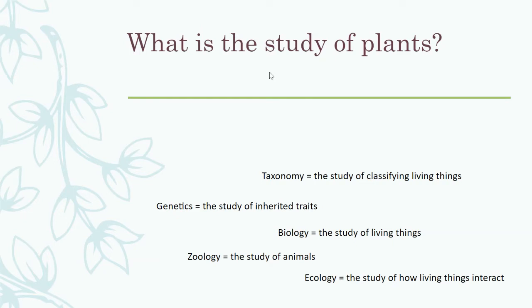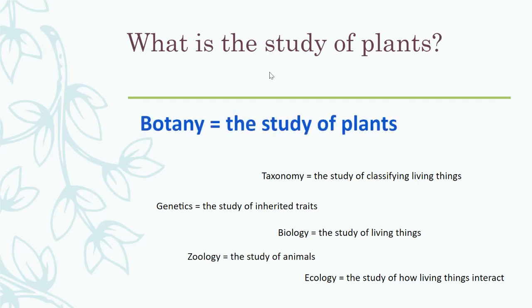All right, so first off, what is the study of plants? So far, we've studied a bunch of different things. We've studied taxonomy, which is the study of classifying living things, genetics, the study of inherited traits, biology, the study of living things, ecology, the study of how living things interact. But what's the study of plants? Well, it's called botany. Botany is the study of plants. So if you ever hear somebody say that they're a botanist, that means they study and work with plants.